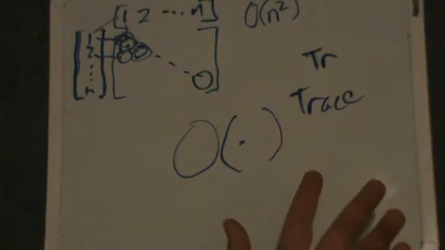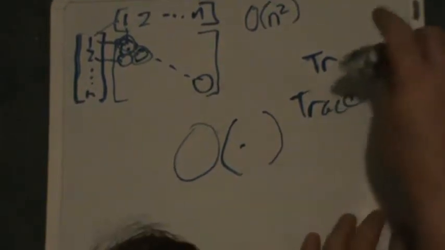Okay, so these are the vector times vector operations, the two ways you can do it. Notice we got one that was big O of n, and the other one big O of n squared. Let's go on to vector times a matrix.